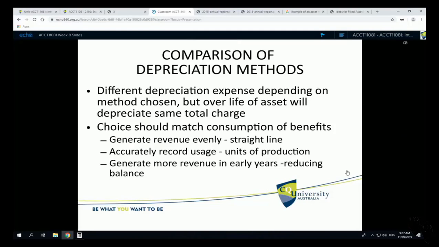And I'm sure the teaching staff will love to have some conversations surrounding this concept in your workshops. So there's a lot of different reasons why different depreciation methods are chosen in reality. But generally, this is how we should be choosing them.